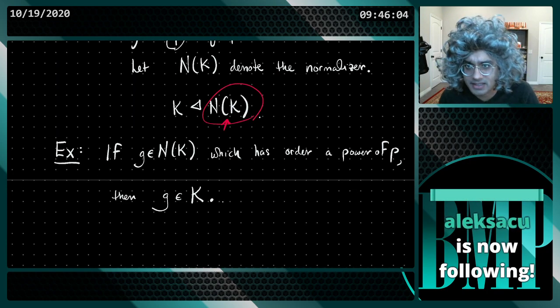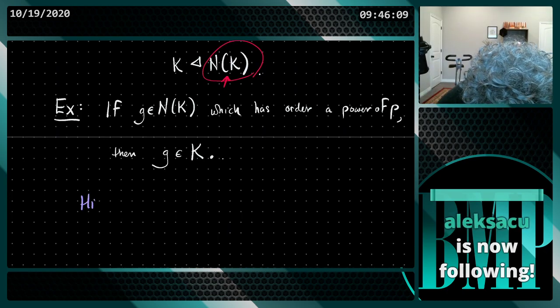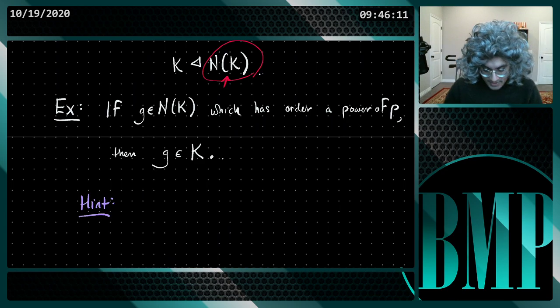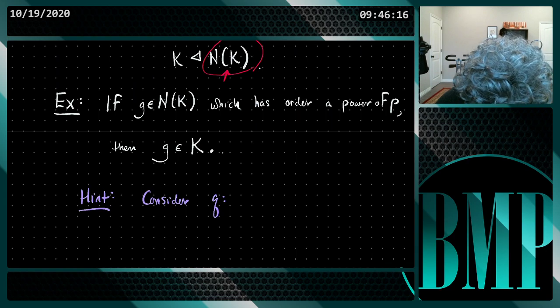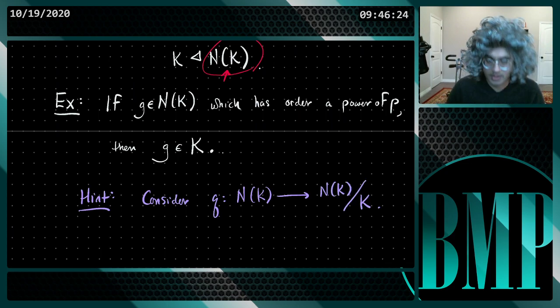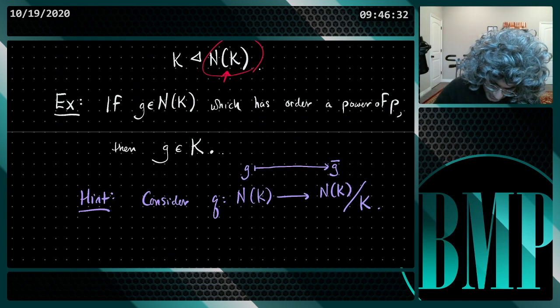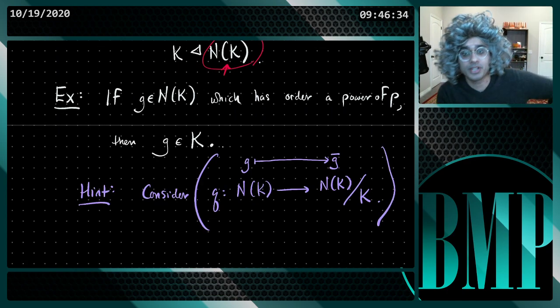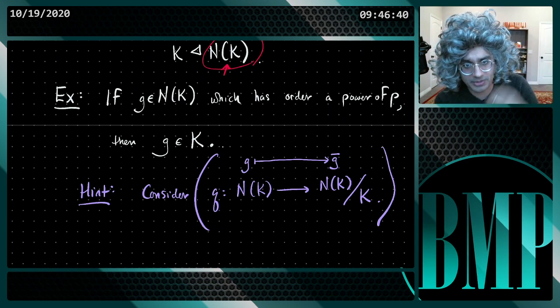And the hint? Oh, thank you, Alec. Okay. So the hint I want to give you is consider the quotient homomorphism, and look at what happens to g. So consider this situation. What do you know about the image of g? Maybe you know something about its order.